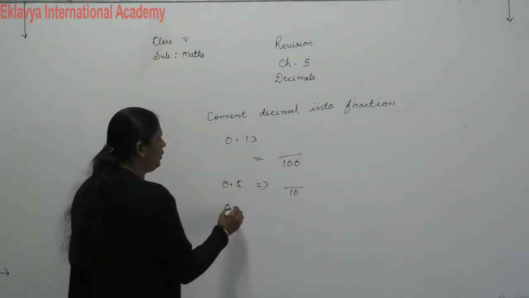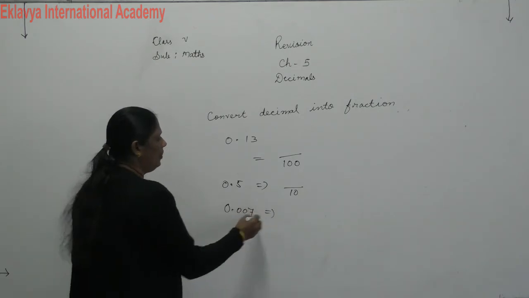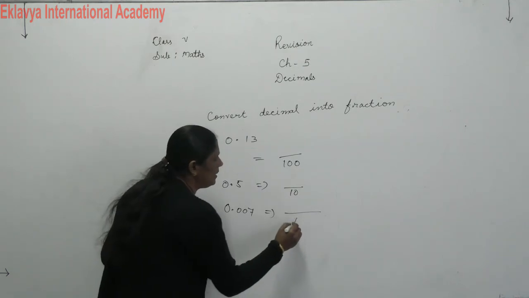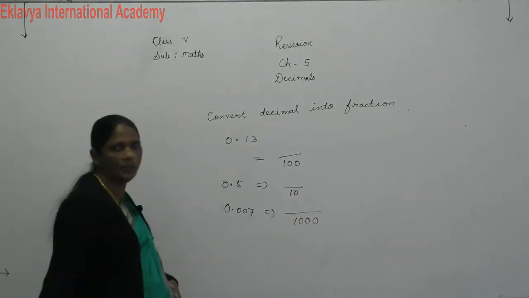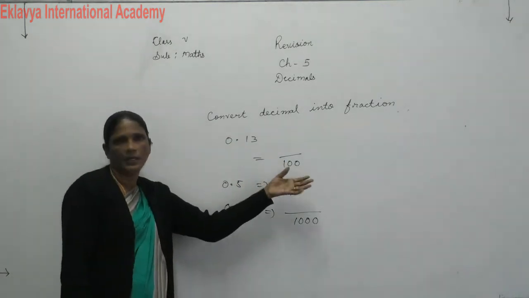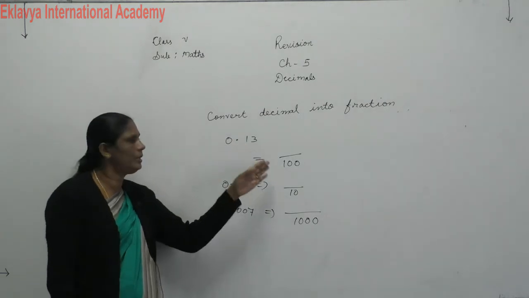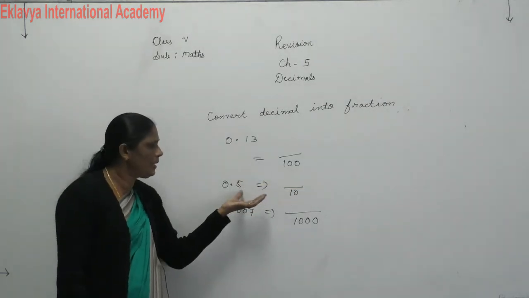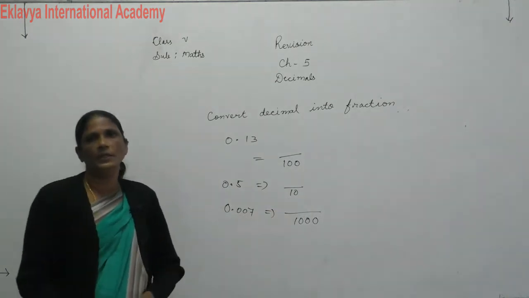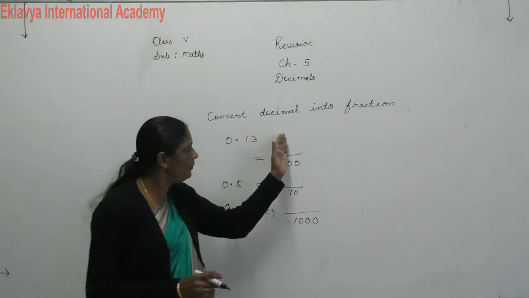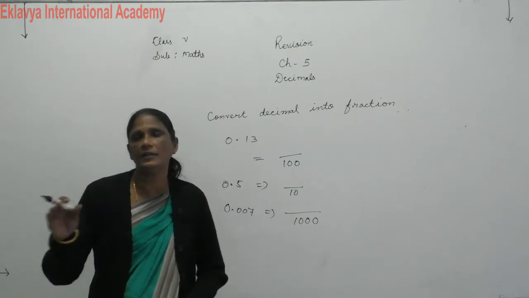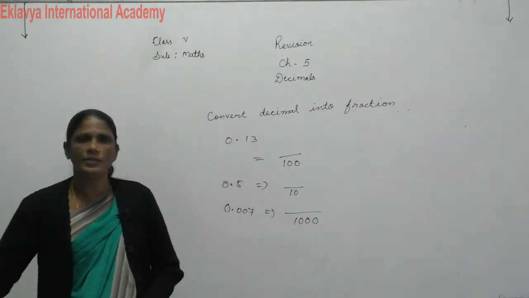Here 0.007. How many decimal places here? 3 decimal places. Therefore, the denominator is 1000. Do you understand? According to your decimal places, for 2 places you put 100, for 1 place you put 10, then for 3 places we put 1000. This is the special fraction with the denominator 10, 100, 1000, 10,000 and so on.